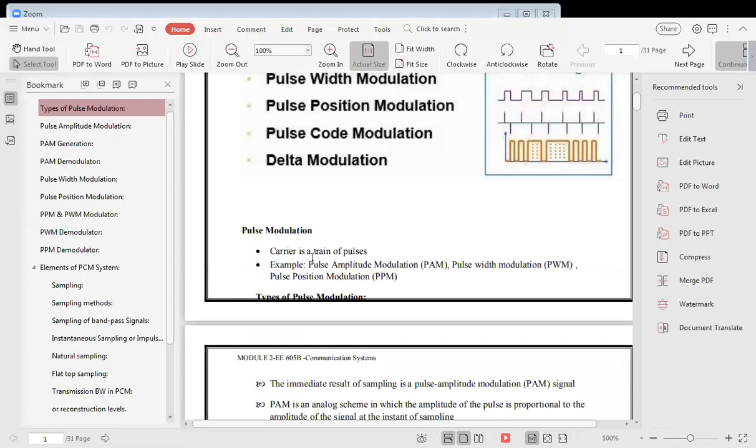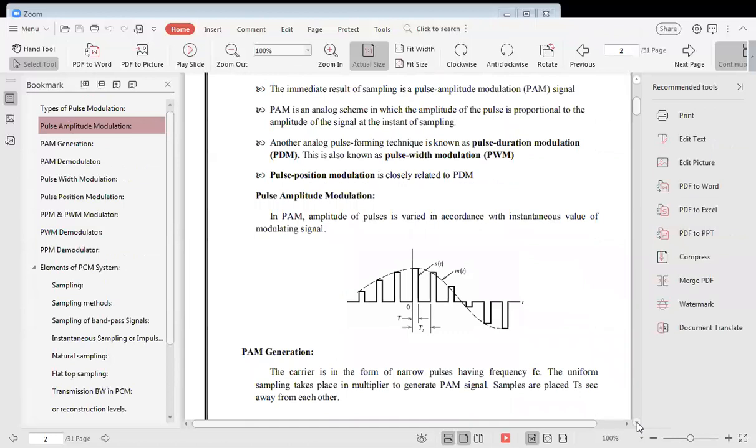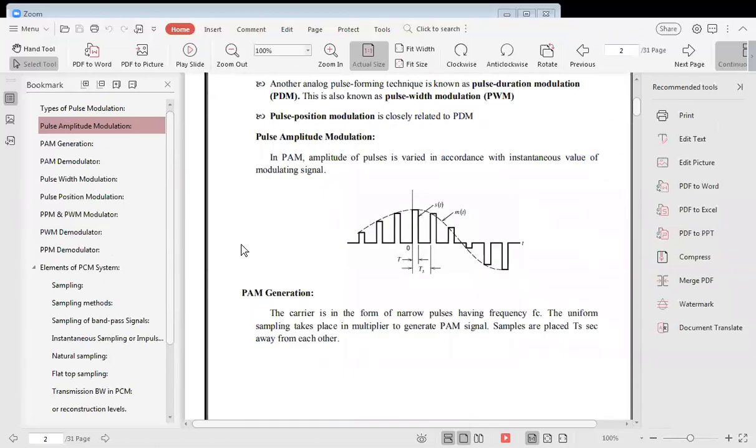Now in pulse modulation, the carrier is a train of pulses. Examples are pulse amplitude modulation, pulse width modulation, and pulse position modulation. I already described the types of modulation. Here is a brief about pulse amplitude modulation. The amplitude of the pulse is varied in accordance with the instantaneous value of the message signal. When the message signal is 0, there is no pulse. As the message signal increases, when the message signal is high, the pulse is high.